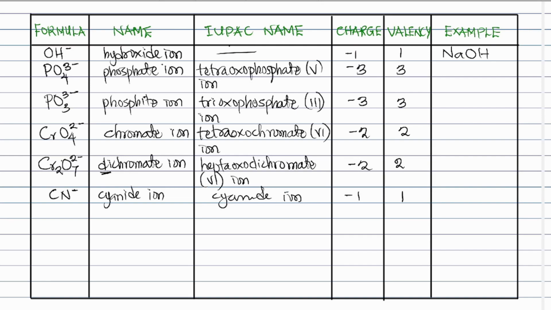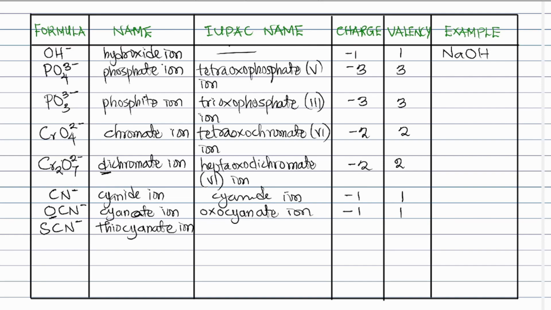Similar to it is the cyanate ion. The difference between the cyanide ion and the cyanate ion is oxygen, OCN-. The IUPAC name for this cyanate ion is actually oxocyanate ion. It also has a charge of -1 and a valency of 1. When this oxygen atom in the cyanate ion is replaced by sulfur, it is called the thiocyanate ion. That's the same thing for the IUPAC name, the thiocyanate ion.